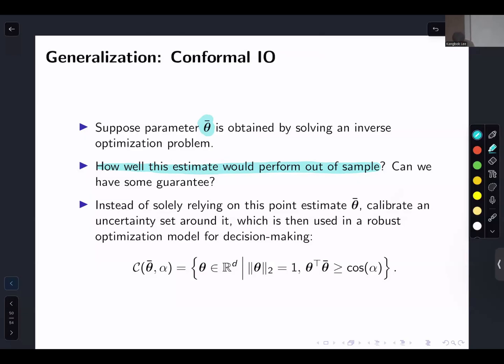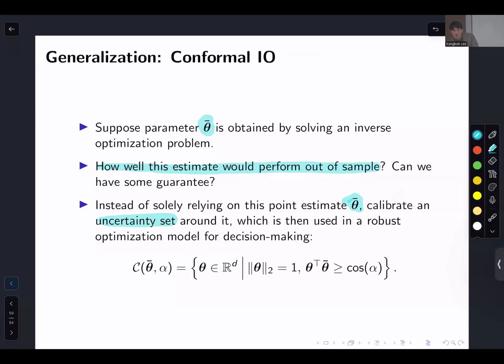What it does is basically, instead of trying to use that exact estimate theta bar for future decision making, I'm gonna put some margin around it, right? Some margin around it, and then I'm gonna be using them in my decision making. So you can think of it as some kind of uncertainty set around theta bar. Then what that means is in the forward problem, you're gonna be solving a robust convex program.